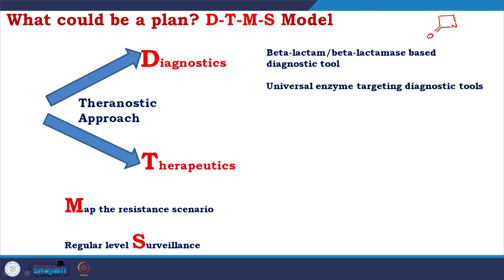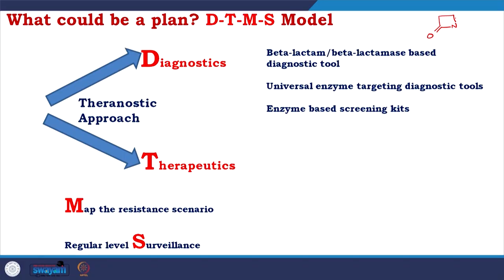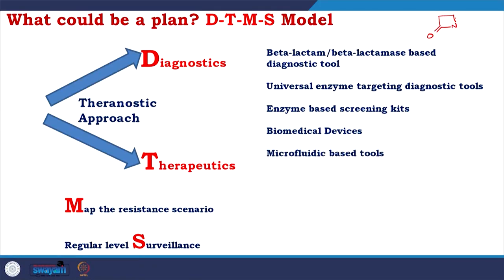Now, you know about all the biological macromolecules. You will never see any cyclic molecule present in biology which has a 4-membered ring. Because it is unique, you could utilize beta lactam based diagnostics which would work specifically for beta lactamase. And once you have that, you could develop enzyme based screening kits. When you make these kits more sensitive, they could detect urine, saliva and all the excreted body fluids, and be used as biomedical devices.